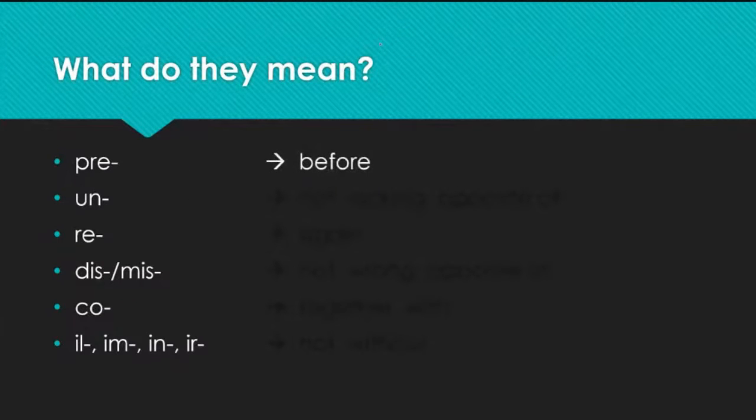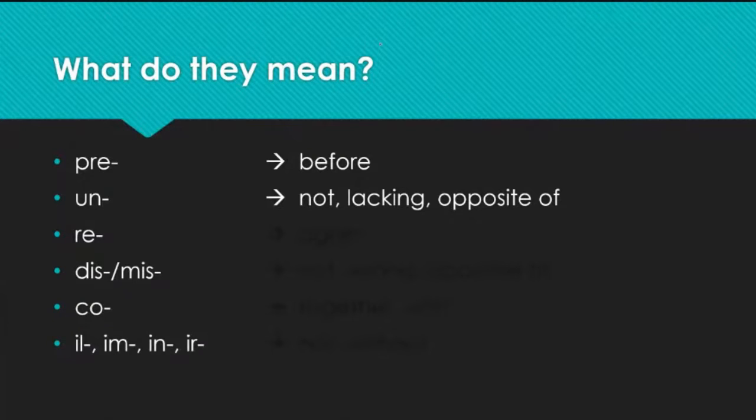Pre means before. Just like prefix, that pre shows us that it comes before the word. Next we have un. This is one maybe you already know, right? Un means not, lacking, so don't have. Lacking means you don't have something, or opposite of. For example, happy, if we want to change that to the opposite, we would say unhappy, means not happy, right?